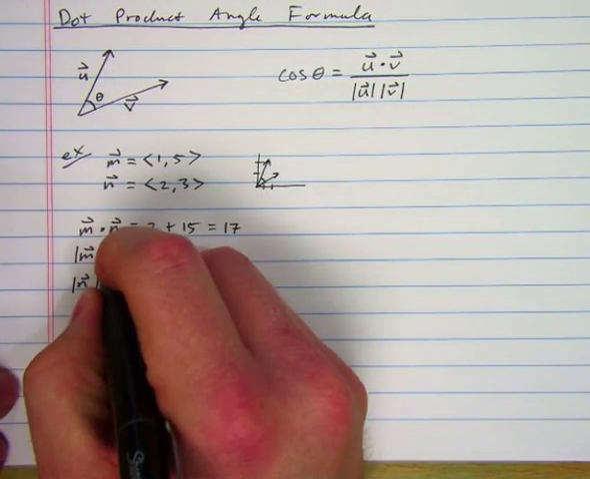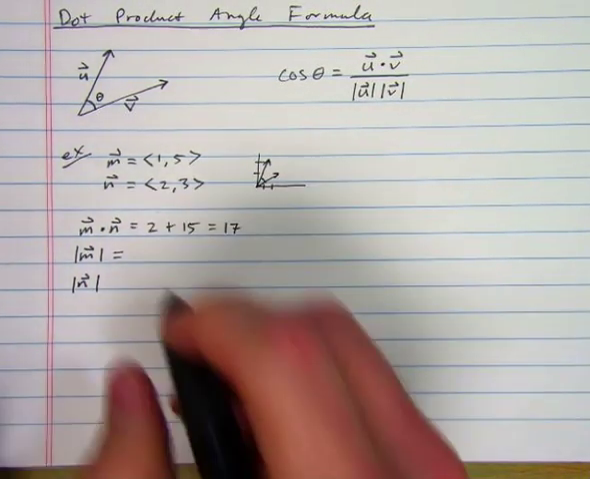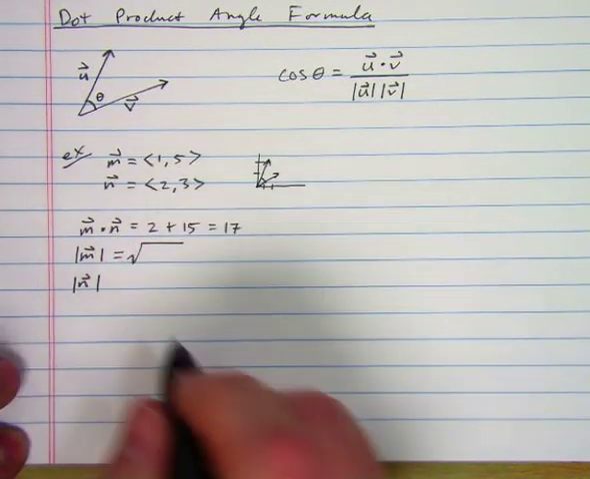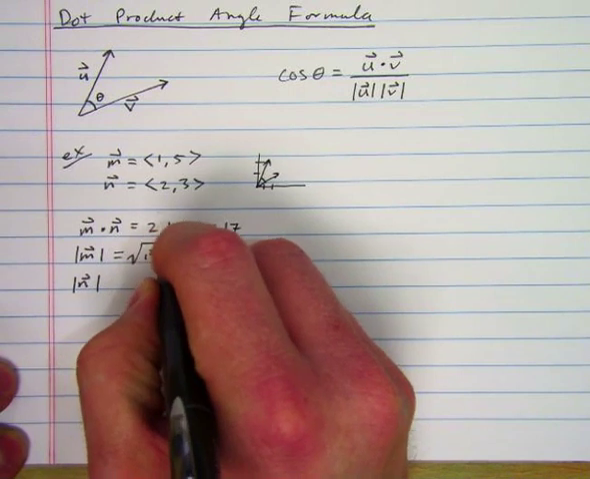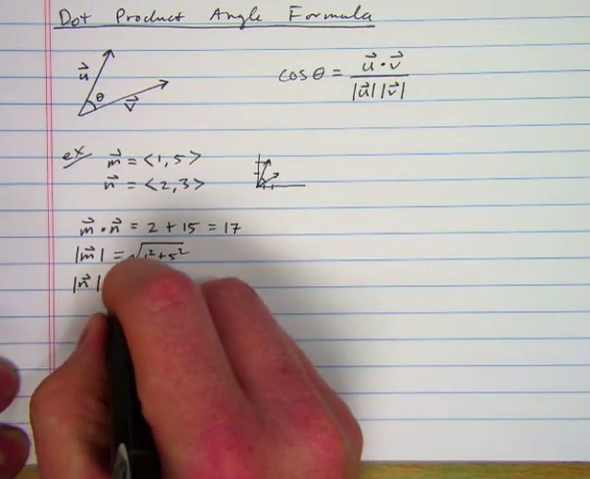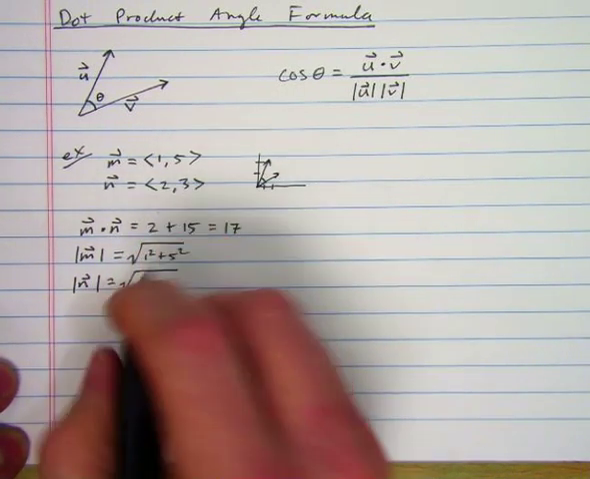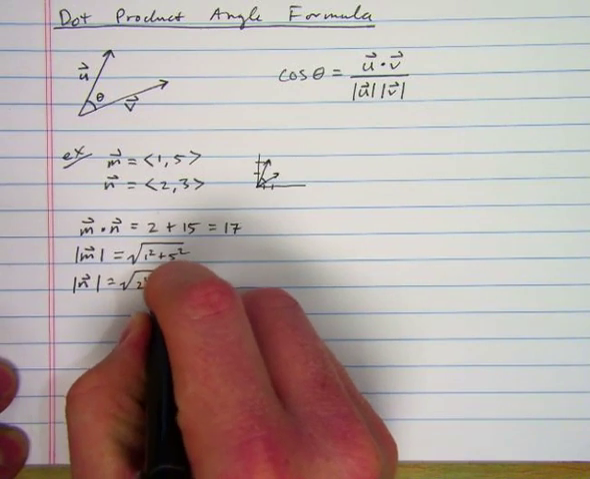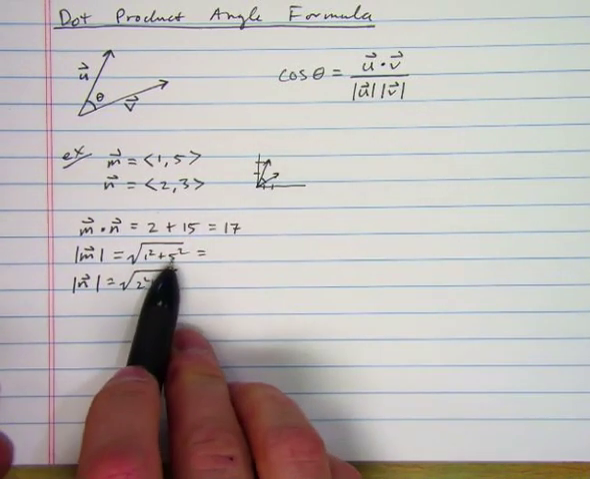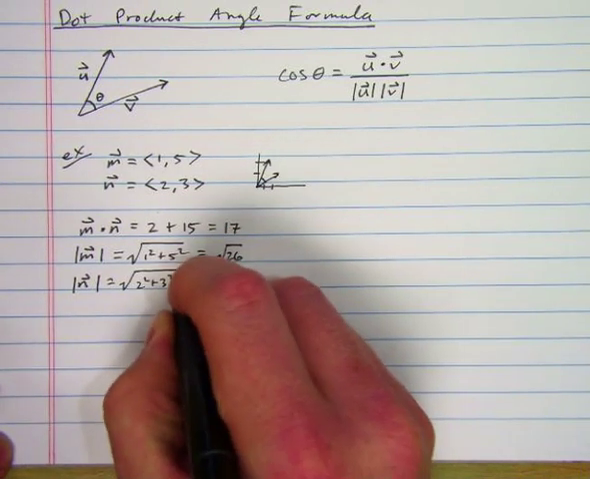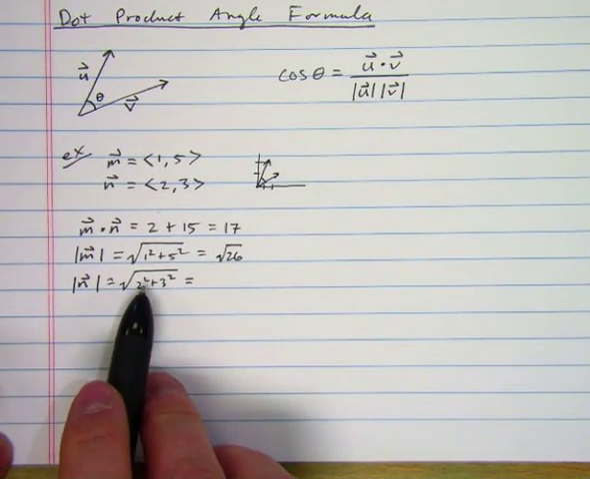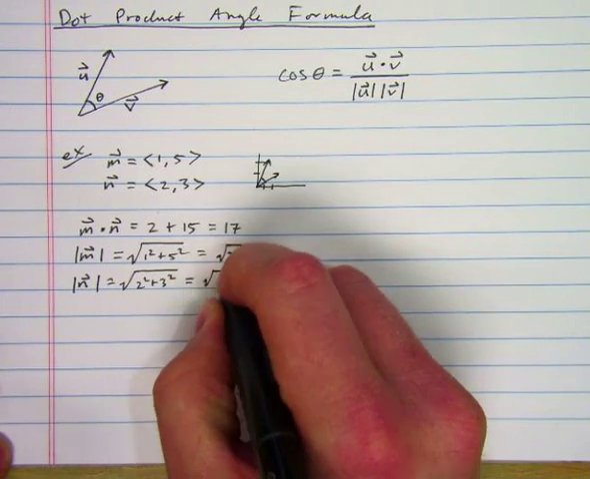Now this is why we did the trick. We don't want to draw triangles every day or all day. So we're going to do the square root of 1 squared plus 5 squared. And then for the n one, we do the same thing just with 2 squared and 3 squared. So this is going to be 25 plus 1, 26, square root of 26. And that guy will be 4 plus 9, that's the square root of 13.